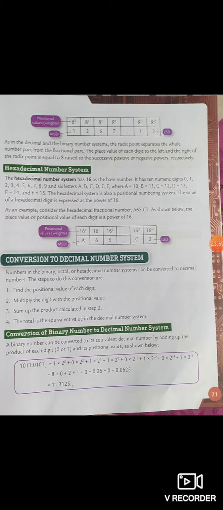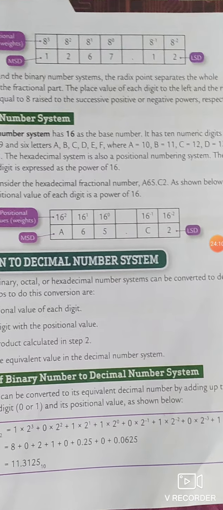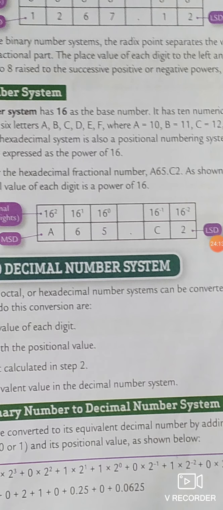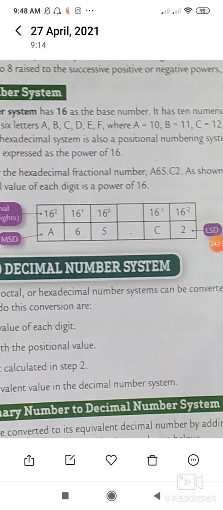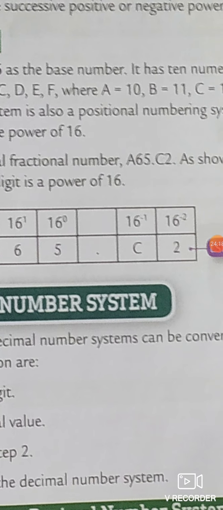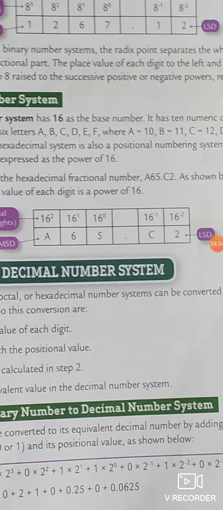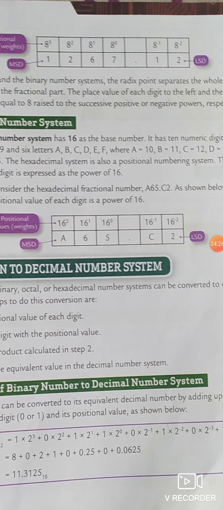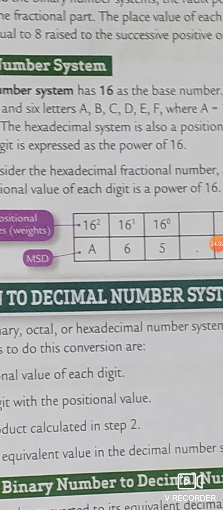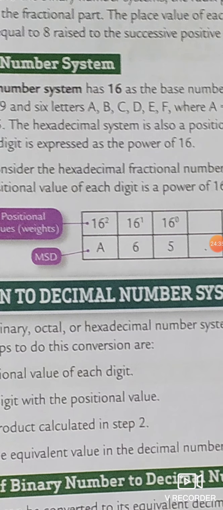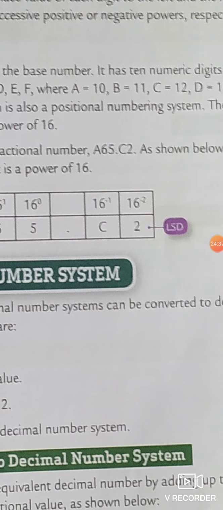So the hexadecimal number system is also a positional numbering system. The value of a hexadecimal digit is expressed as a power of 16. You can see in this example of hexadecimal number system, that is 165.C2. The point separates 165 and C2. In this hexadecimal number, 1 is the MSD and 2 is the LSD.